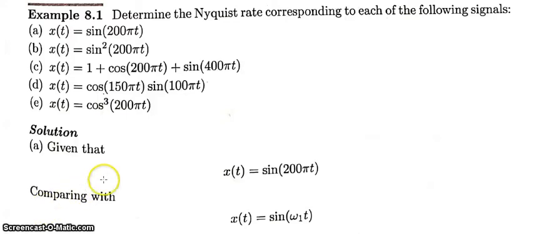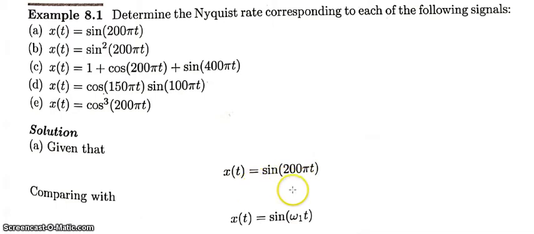Everyone, in this lecture we'll be discussing a few problems based on sampling. The first question: determine the Nyquist rate corresponding to each of the following signals. The first signal given is x(t) = sin(200πt).